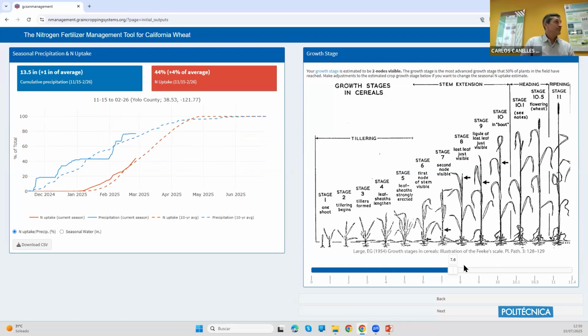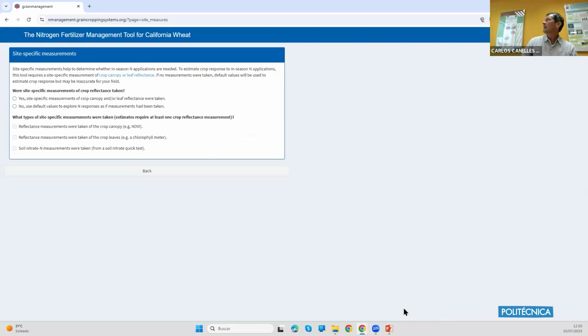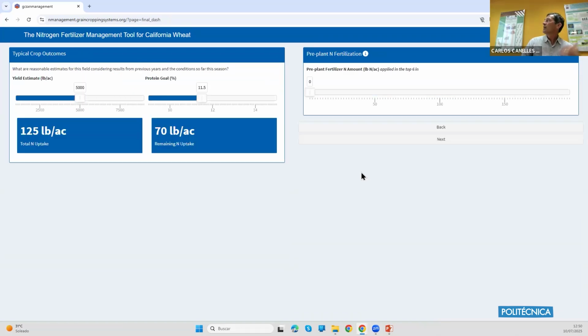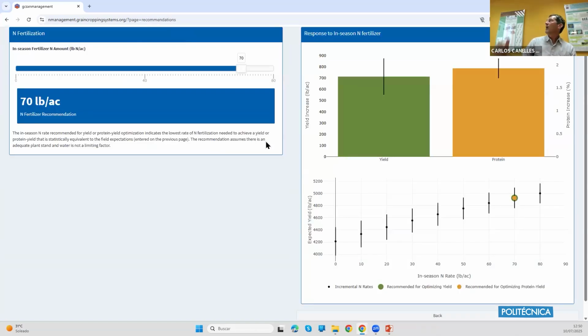We allow them to fix our models. If our models are not correct, they can slide this around and say, no, we're not at that stage of growth, we're later or we're earlier. Then based on the stage of growth and some site-specific measurements that they take, we can run a model that gives them a very specific recommendation of likely yield response or protein response. The measurements we have them take are reflectance measurements from either leaf, canopy, drone, or satellites, and then we express that as a ratio.